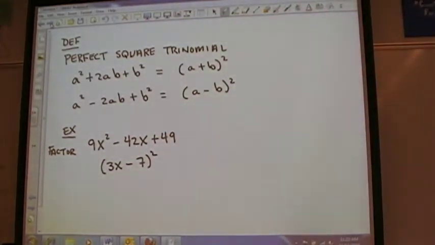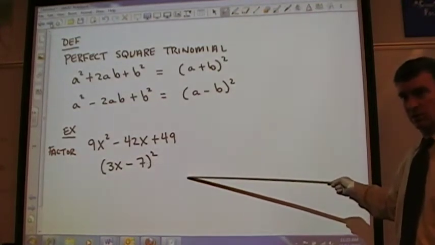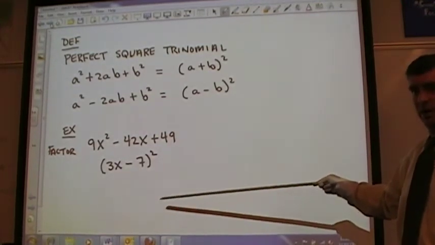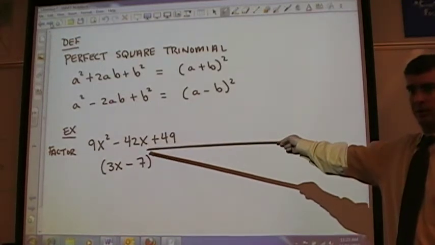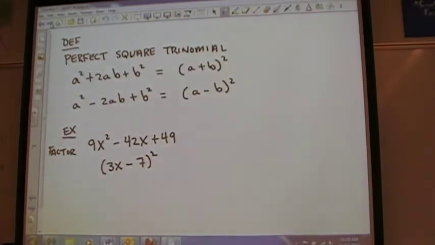Well, the negative 42 is in there. You just don't see it unless you wrote it all out. If you wrote this out as 3x minus 7 times 3x minus 7 and FOILed it back out, it would be simplified to that. But no, in getting your answer, you don't even need to deal with that 42.